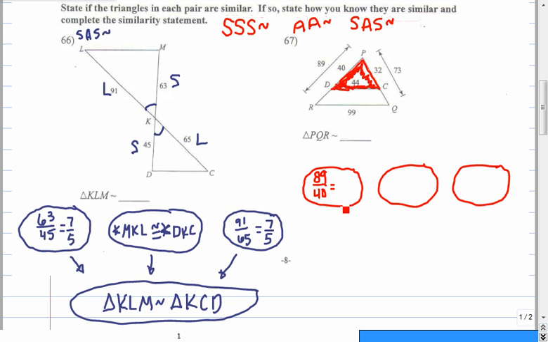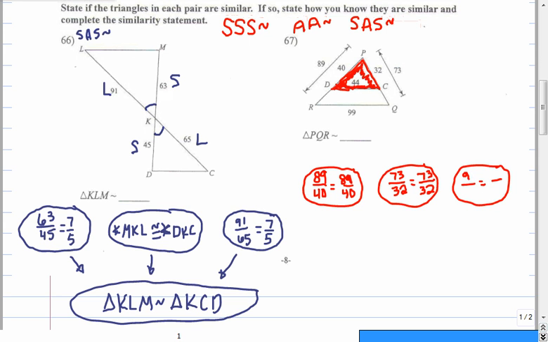40. Okay, what does that reduce to? Does 89 over 40 reduce? No, so it stays 89 over 40. All right, we go back to the large triangle. So 73 over what? 32. What does that reduce to? Okay, we already know. Are these the same? Is 89 over 40 the same as 73 over 32? No. I'm going to go ahead and fill in the other one.